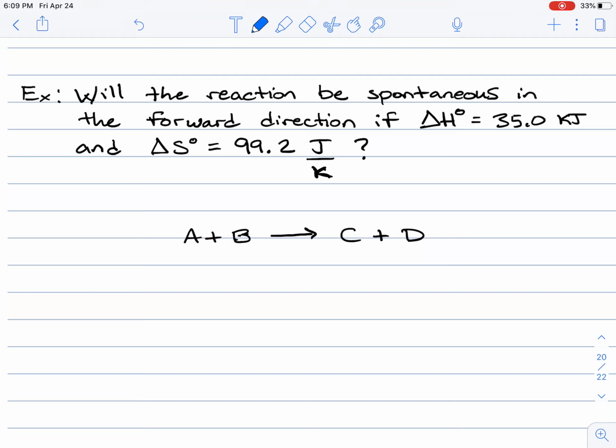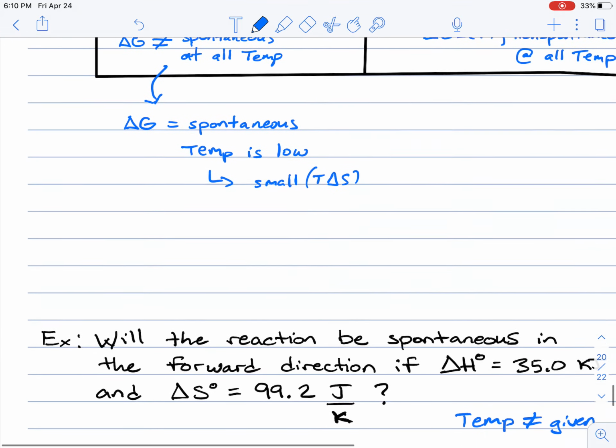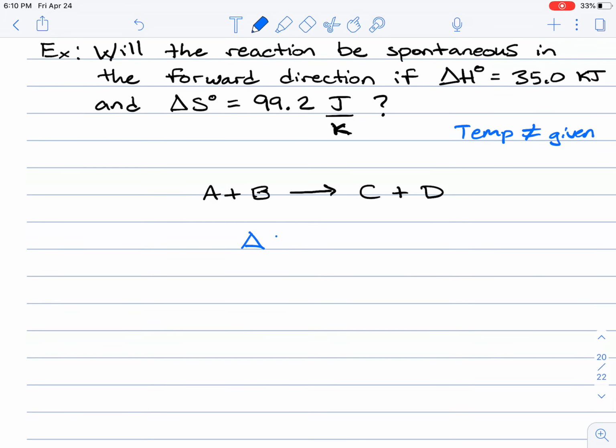So notice that temperature is not given. Whenever temperature is not given, then you can't really determine the sign for the Gibbs free energy quantitatively. You'll have to do this qualitative assessment, this exercise that we did here. And so we know that delta G is equal to delta H minus T delta S.